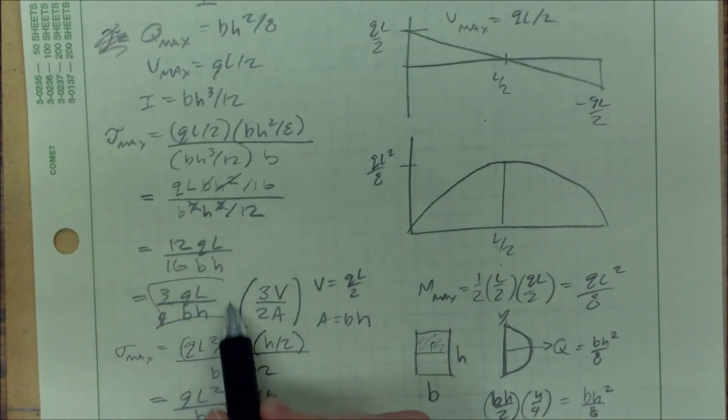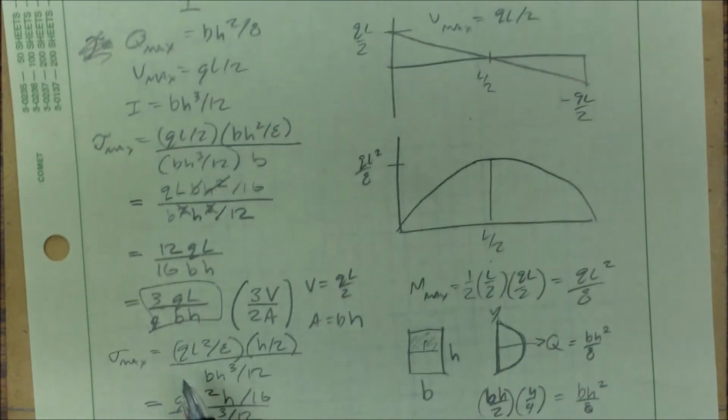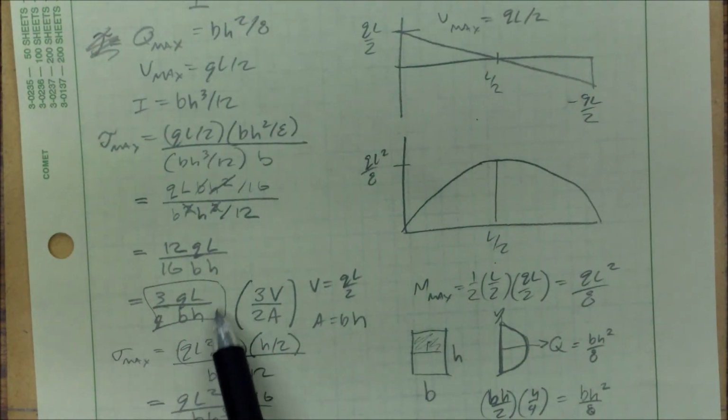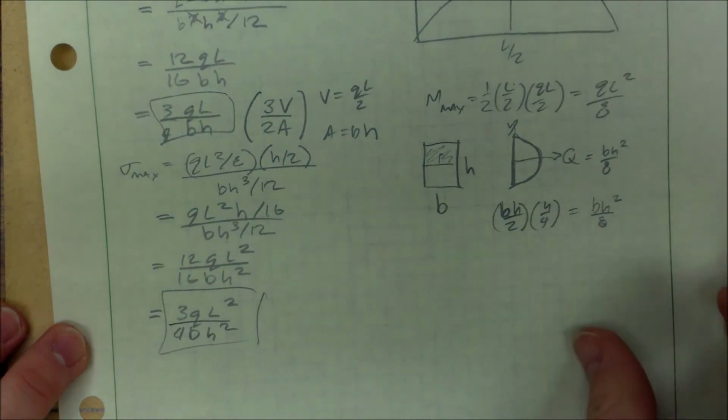So I have, based on this general solution, a rectangle beam simply supported. My max shear in that situation would be this. My max bending moment would be this. And that's that problem.